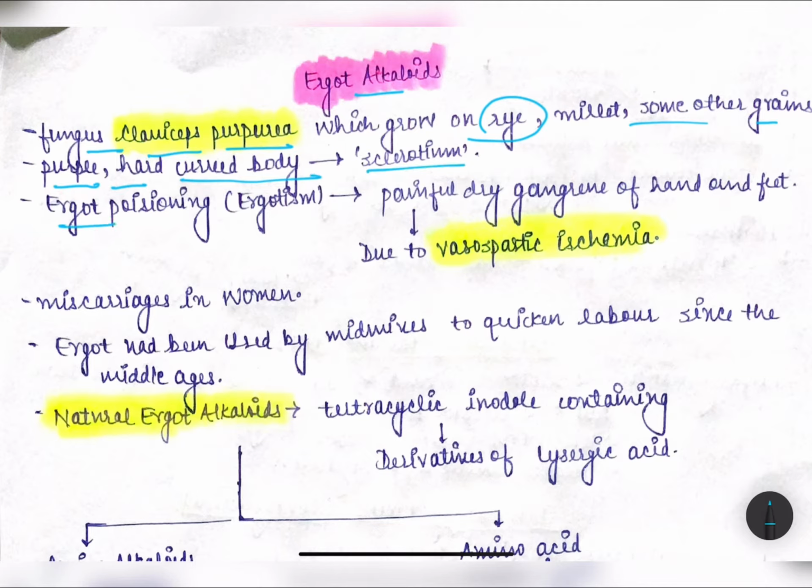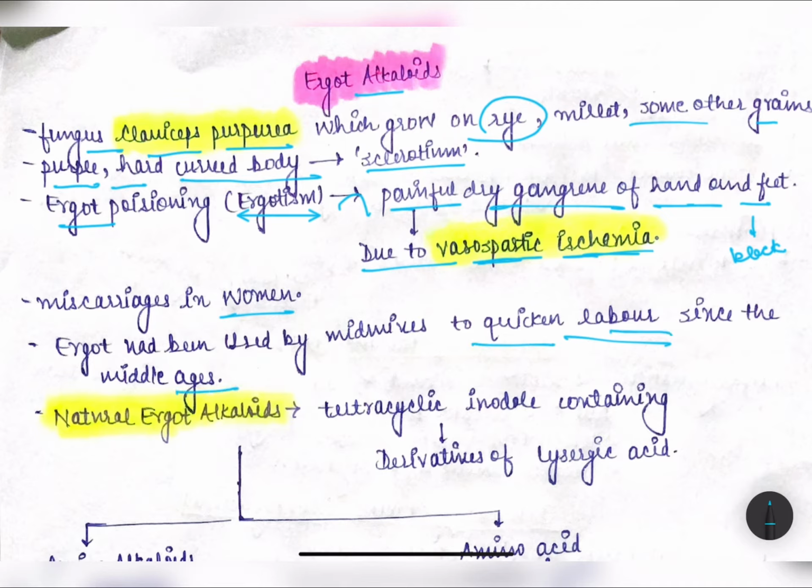And ergot poisoning, that is known as ergotism, eventually causes painful dry gangrene of hands and feet, which become black. That occurs due to vasospastic ischemia, and it is also found to cause miscarriages in women as well as in cattle. So these are contraindicated in pregnancy. Ergot had been used by midwives to quicken labor, because, as we will study, it causes contraction of the myometrium, so it helps in induction of labor.